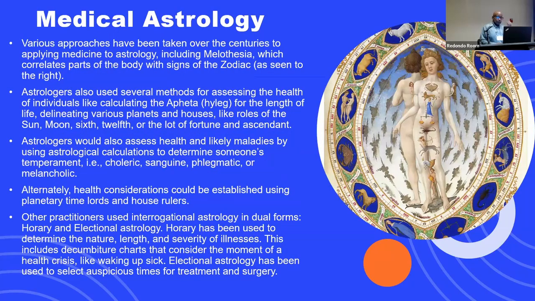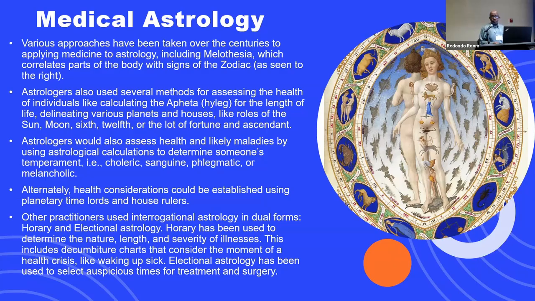Medical astrology is more where we have various approaches that have been taken, including the melothesia, where we have each particular body part ruled by a particular sign, and that formal term is melothesia. Astrologers also use various methods to assess the health of individuals. So either to figure out how long a person might live is called the Hyleg, delineating various planets and houses, like the roles of the sun, moon, 6th, 12th houses, or the lot of fortune and the ascendant.